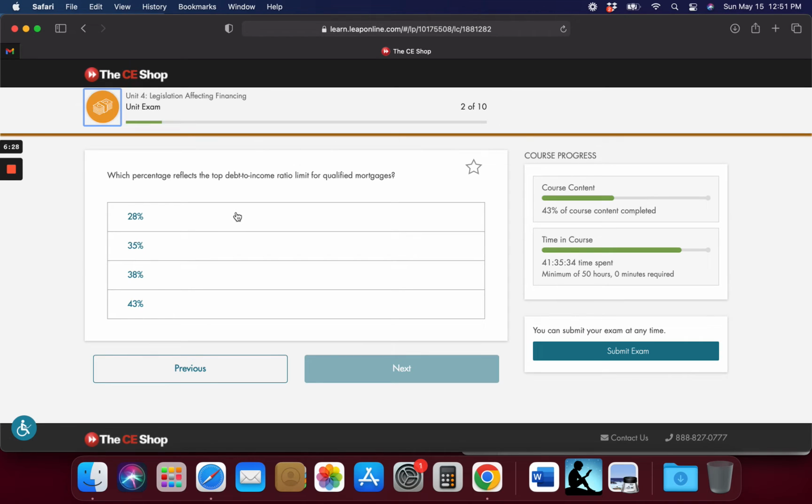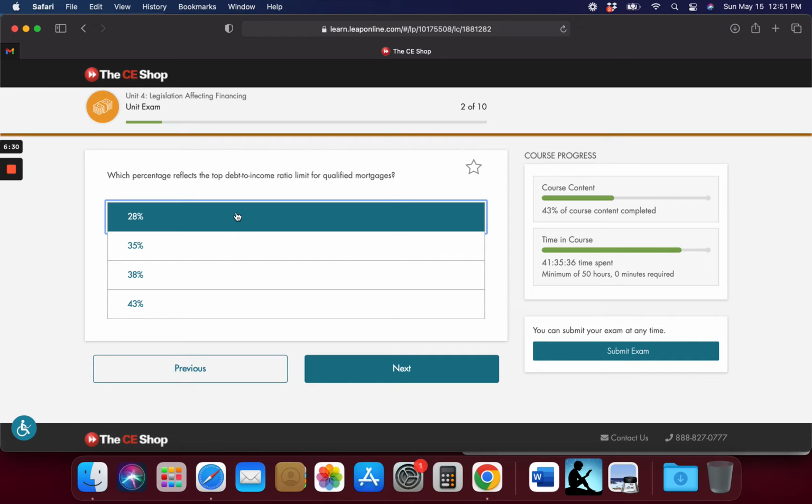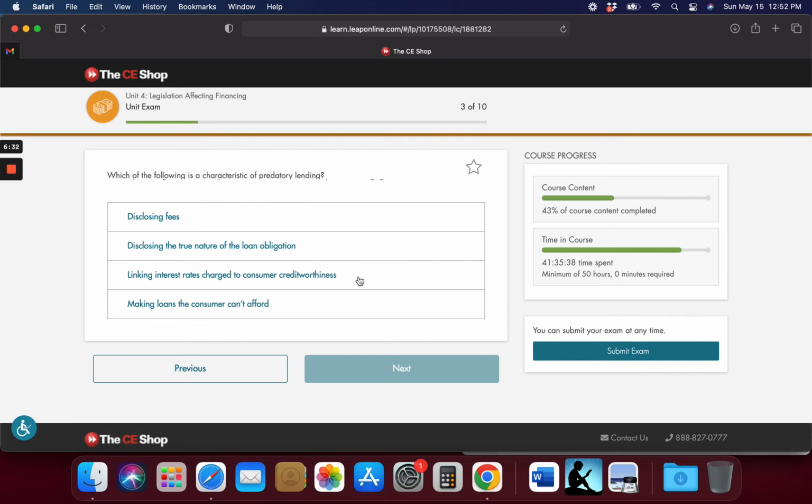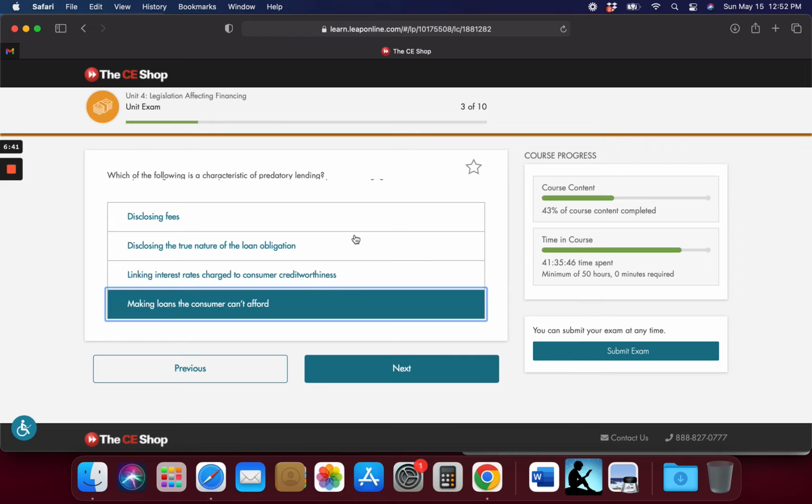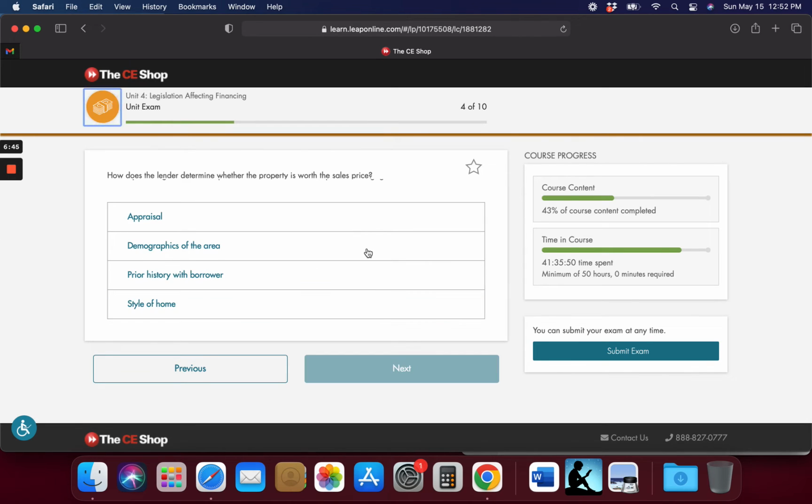I want to say 28, but I don't know. All right, which of the following is a characteristic of predatory lending? Making loans the consumer can't afford. How does the lender determine which property is worth the sale price?